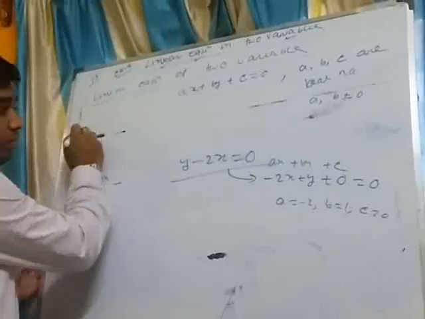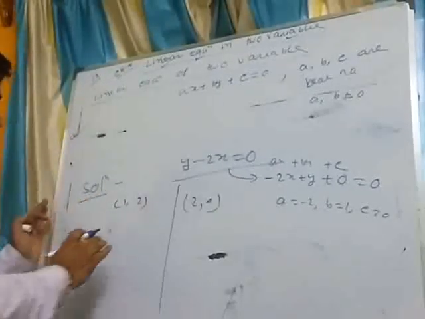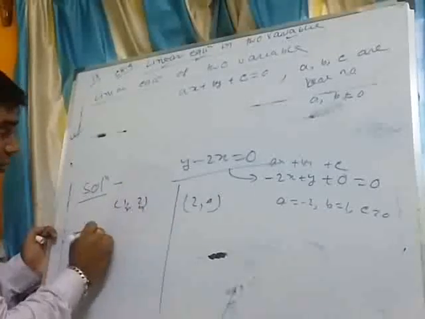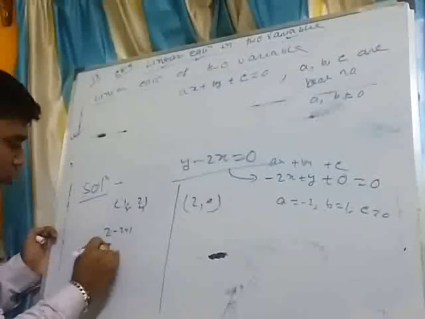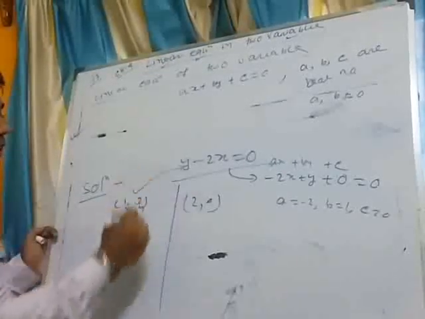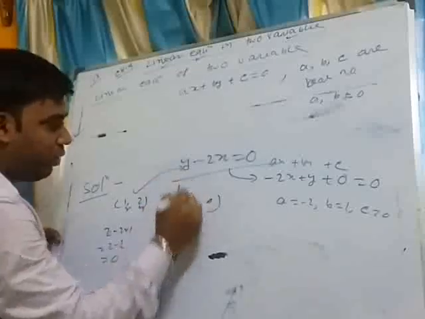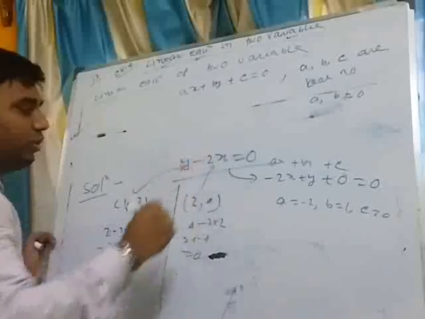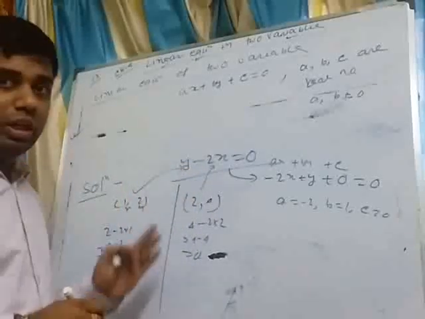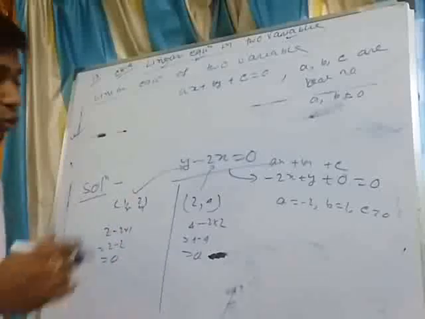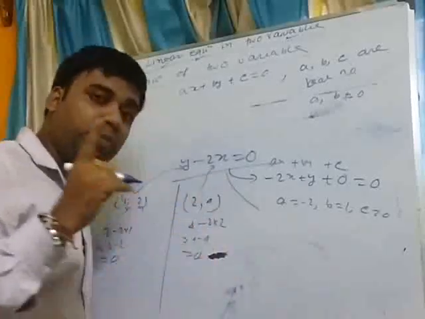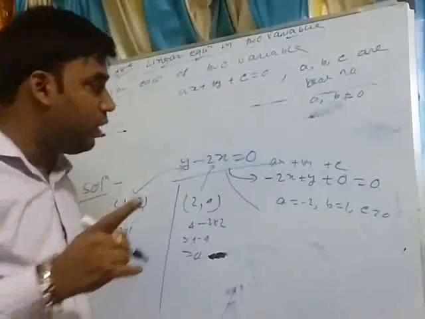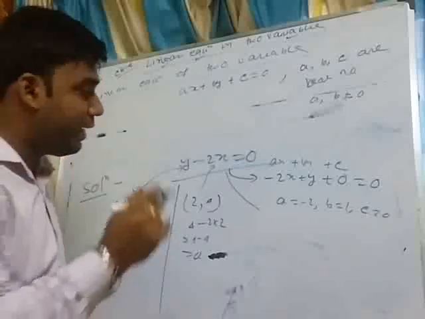Okay. Now what is the solution of the equation? I am taking an ordered pair, that is 1, 2. If I put x equal to 1 and y equal to 2, that is 2 minus 2 into 1, which is 2 minus 2, 0. So that is a solution of this equation. In the same way, if x equal to 2 and y equal to 4, that is 4 minus 2 into 2, 4 minus 4 is also 0. That is also a solution. In such a way, we will get many solutions. So a linear equation in two variables has infinitely many solutions.